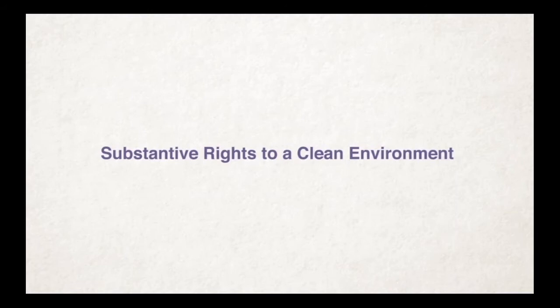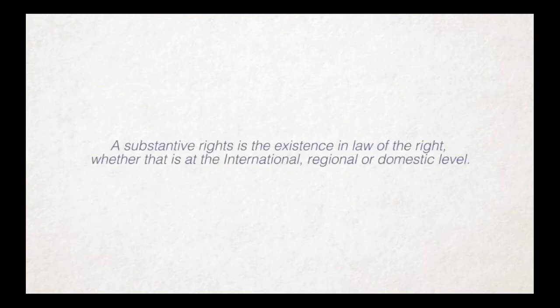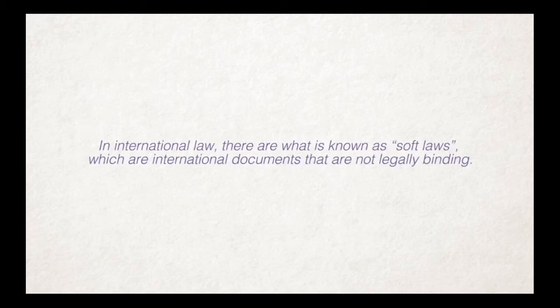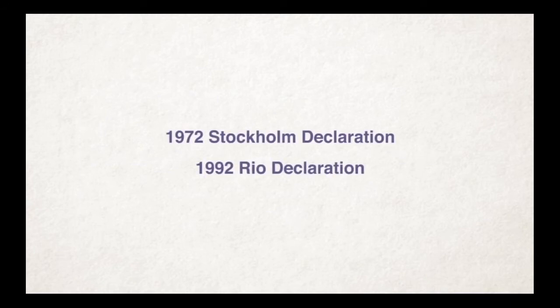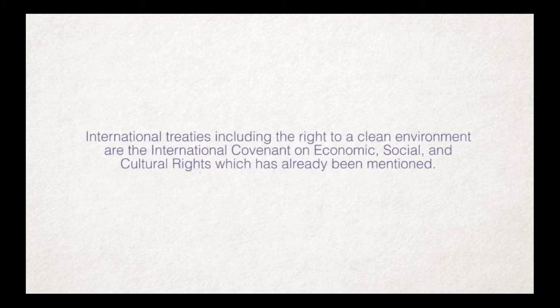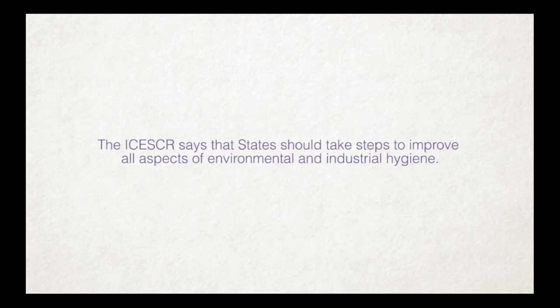Let's examine the sources of some substantive rights to the environment. A substantive right is the existence in law of the right, whether that is at the international, regional, or domestic level. Looking firstly at international law, there are what are known as soft laws, which are international documents that are not legally binding. For example, the 1972 Stockholm Declaration on the Human Environment, or the 1992 Rio Declaration on Environment and Development. They are influential in establishing principles and ideas, but they cannot force a state to act. International treaties that include the right to a clean environment, such as the International Covenant on Economic, Social, and Cultural Rights, have already been mentioned. The ICESCR says that states should take steps to improve all aspects of environmental and industrial hygiene.